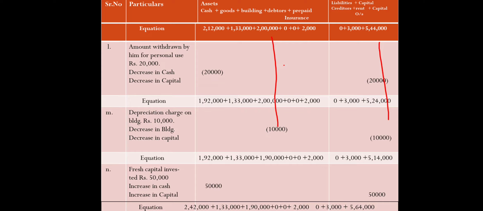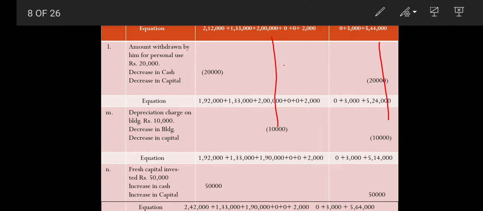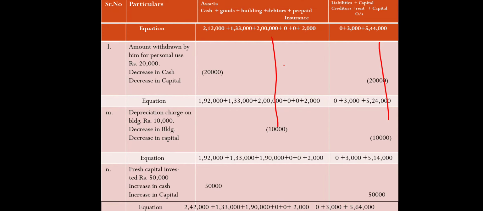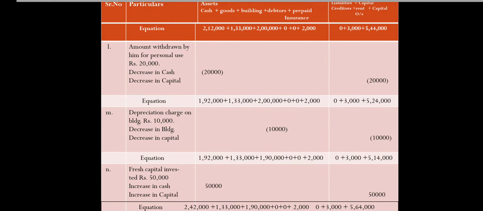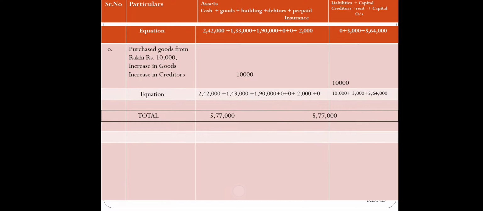Then comes your next, fresh capital invested 50,000. Increase in cash, increase in capital. So this will increase your cash and this will increase your capital. So it is implied. So cash will increase by 50,000 and the capital will increase by 50,000. Right? So this way your setup for the equation will be understood.